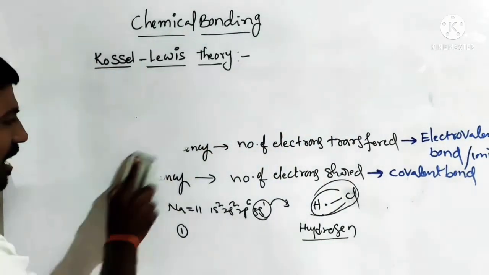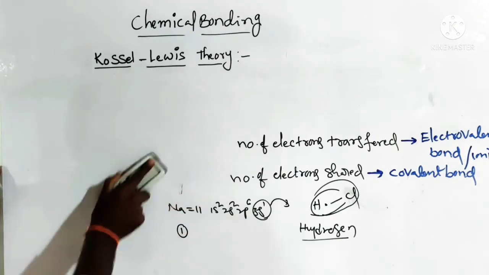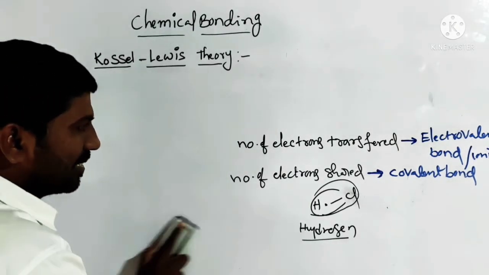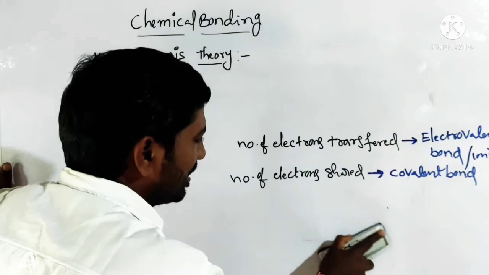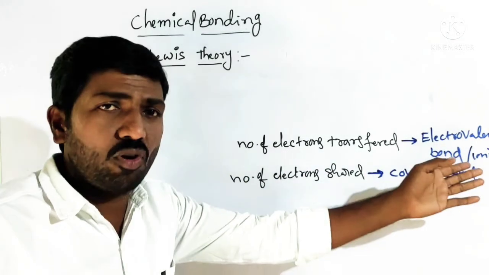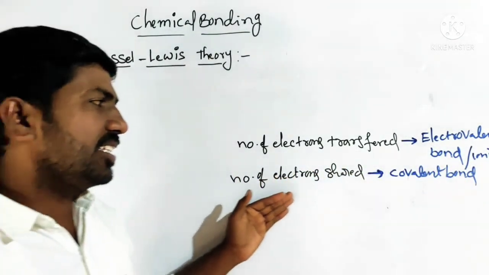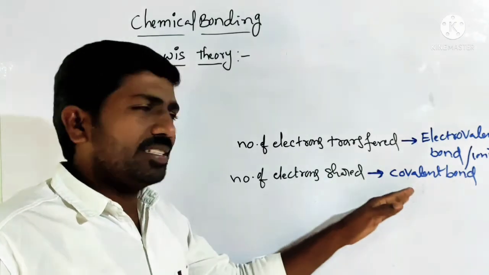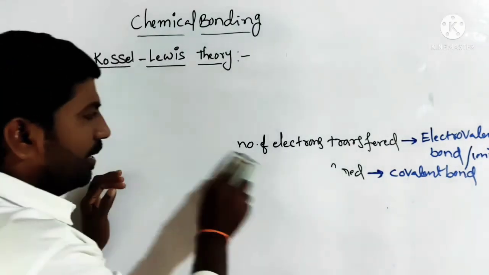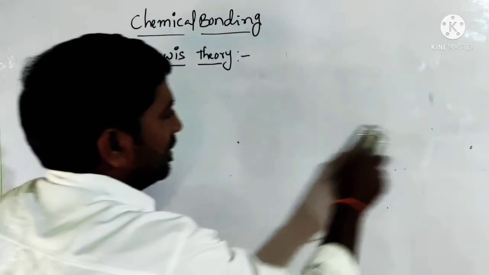One more point. Electrovalency, covalency. The number of electrons transferred is electrovalency. The resultant bond is the electrovalent bond. The number of electrons shared is known as covalency. And the resultant bond is the covalent bond. Okay. This is over. Next point.